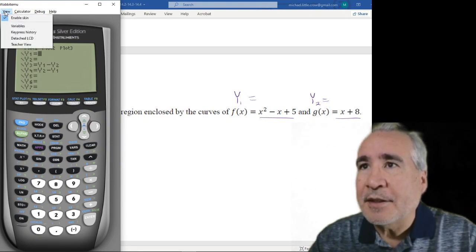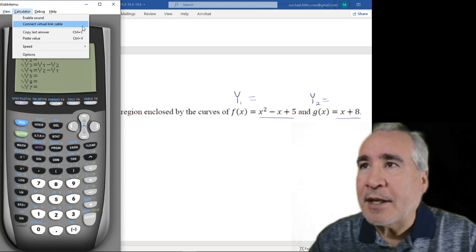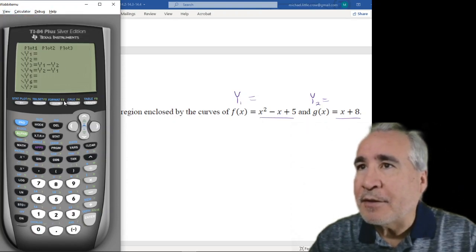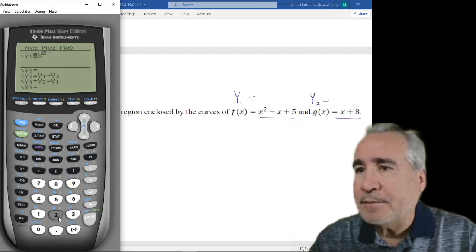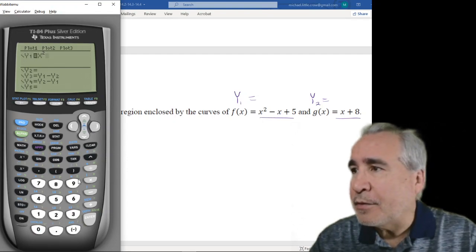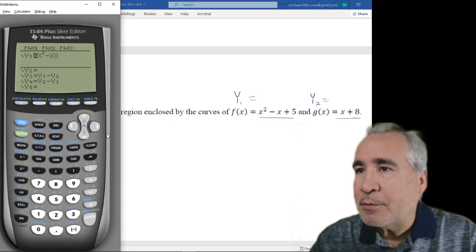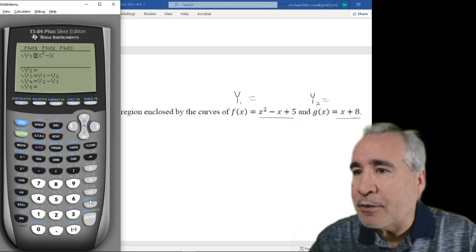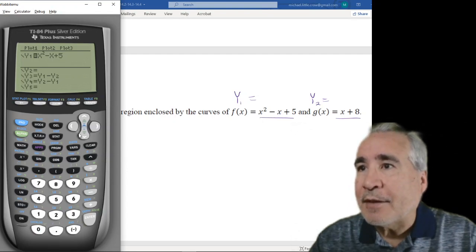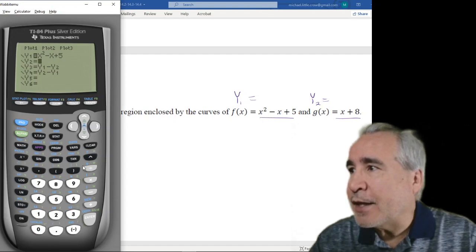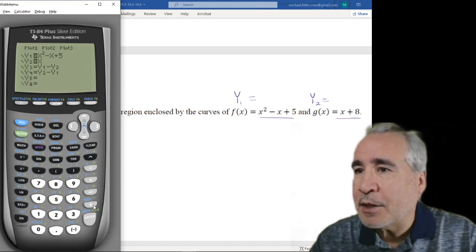Let's see. I don't know. I haven't found it yet. So we put in x squared, arrow over, subtract x. Make sure you're not just putting them all up in the exponent like I do sometimes. Plus 5. So that's the first one. That's good. Again, make sure you've got the right one in, and then it's just x plus 8. It's going to be a linear function and a quadratic function.